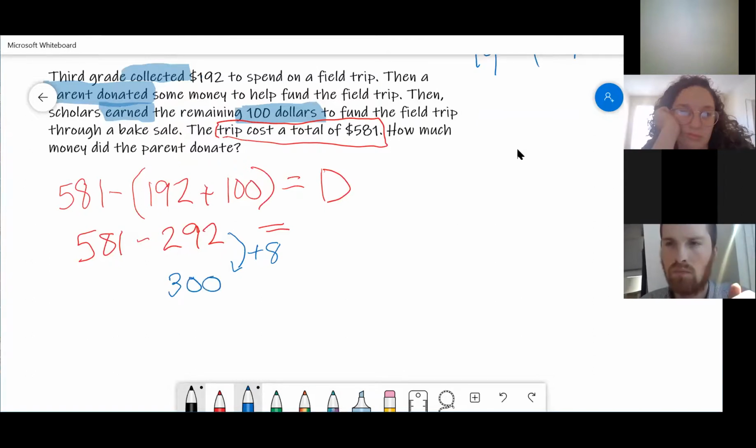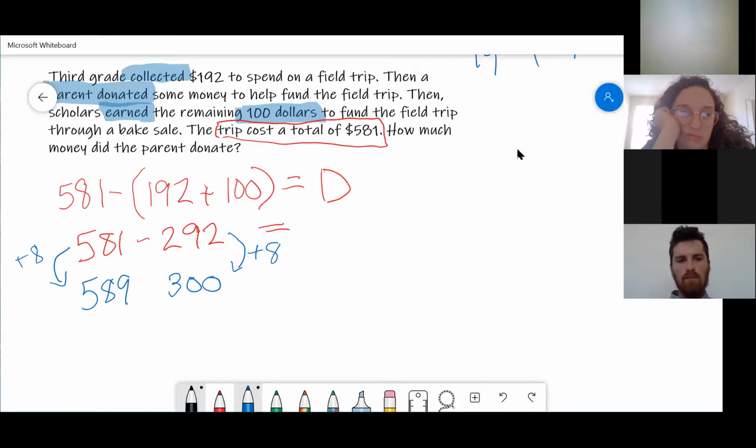Great. And then to use constant difference, what do we have to do to the 581 on the other side? Had to add 8. Good. And what did you get when you did that? 589. Great. Now I did 589 minus 300 and I got 889.